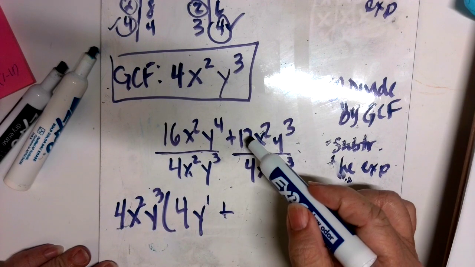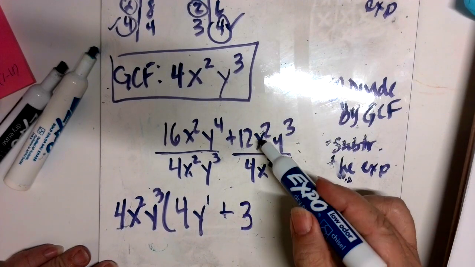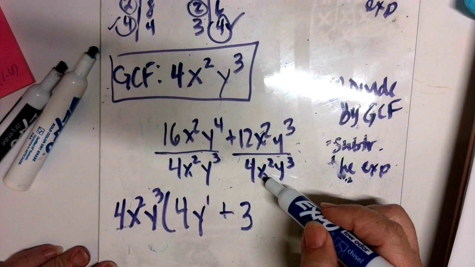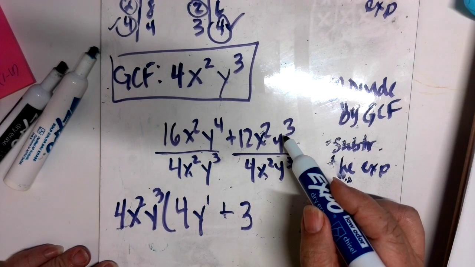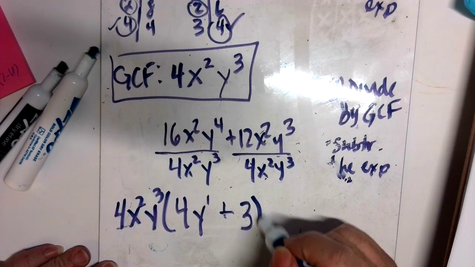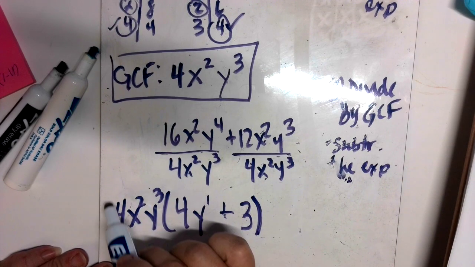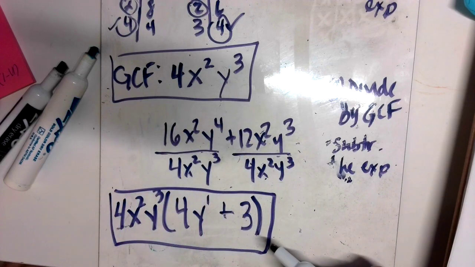Now I look at the second one. 12 divided by 4 is 3. Look at the variables. X squared divided by x squared is 1. We don't write anything. Y to the 3rd divided by y to the 3rd is 1, and we don't write anything. So this is the final factored form of the original polynomial.